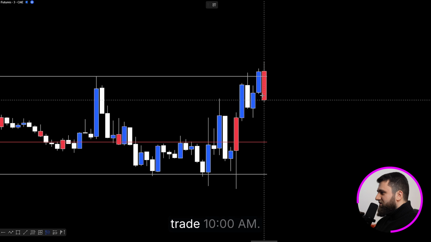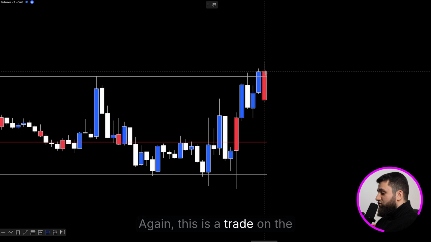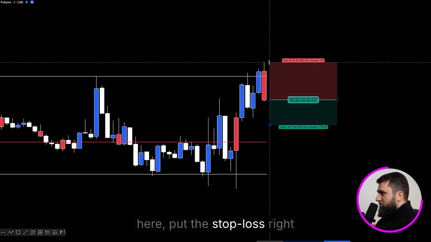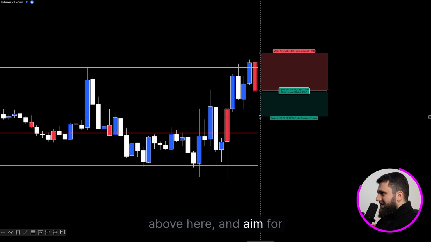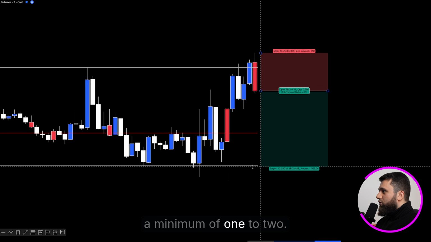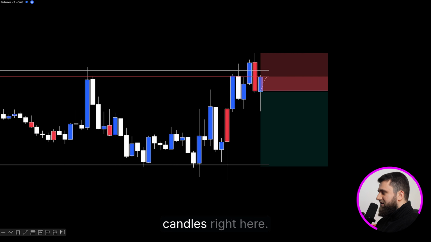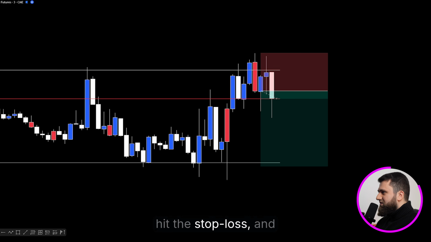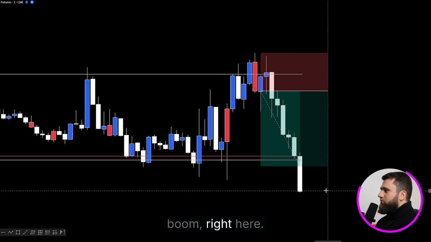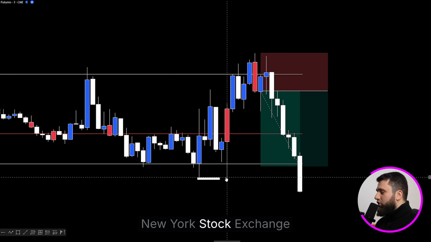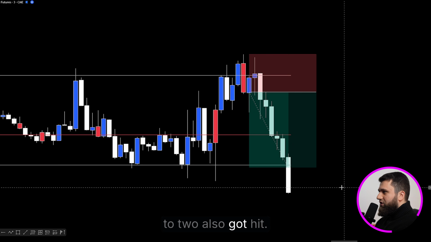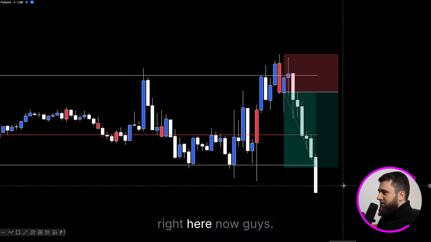So we will take this trade 10 a.m. again. This is a trade on the 3-minute time frame. We will take this short right here, put the stop loss right above here, and aim for a minimum of 1 to 2. And this is also again the value area low. So we will play the candles right here. Let's see, we got very close to the stop loss, didn't hit the stop loss, and boom, right here we even took out the New York Stock Exchange open low, which is right here, and the 1 to 2 also got hit. Let's do a quick recap right here now, guys.